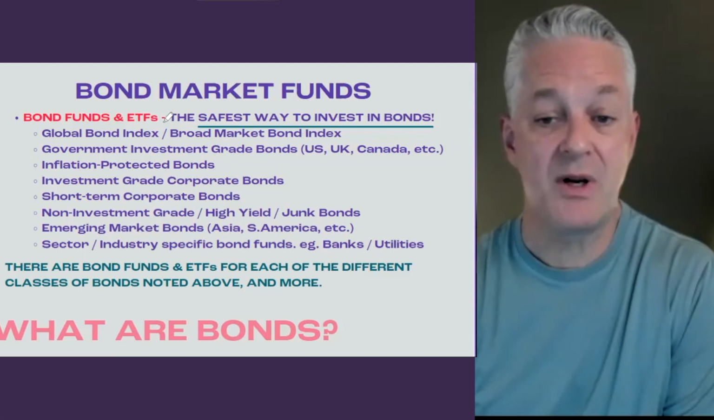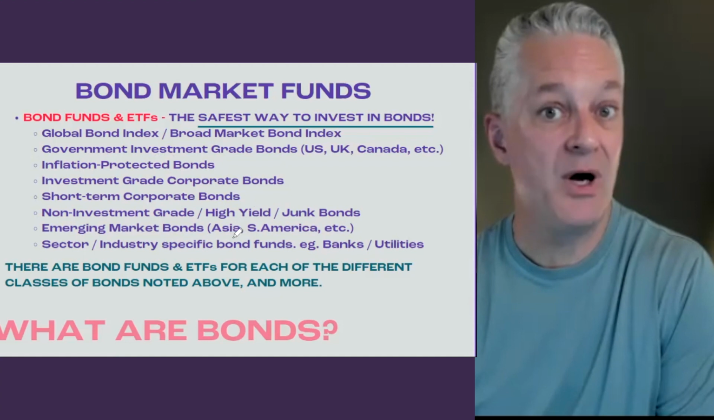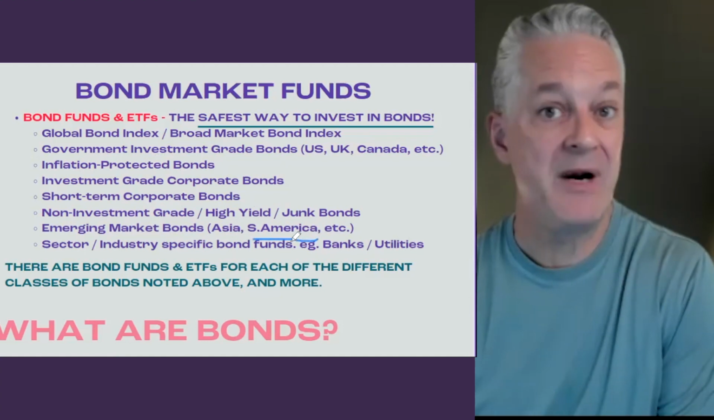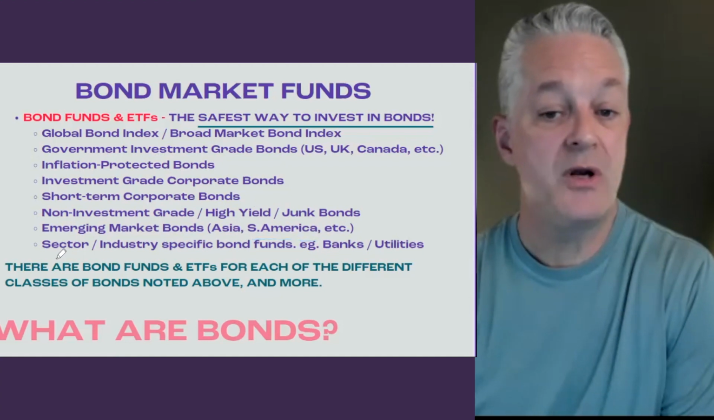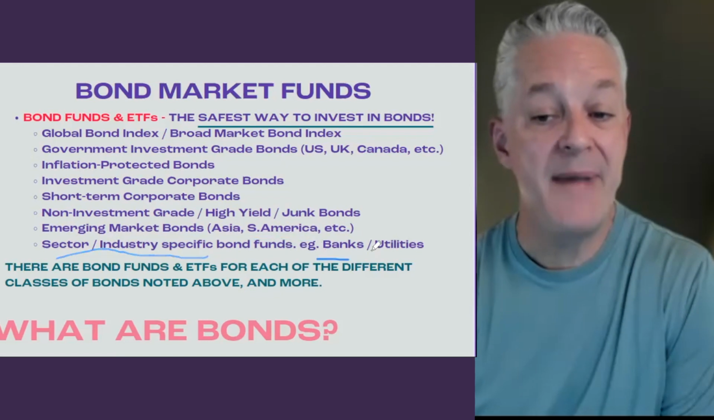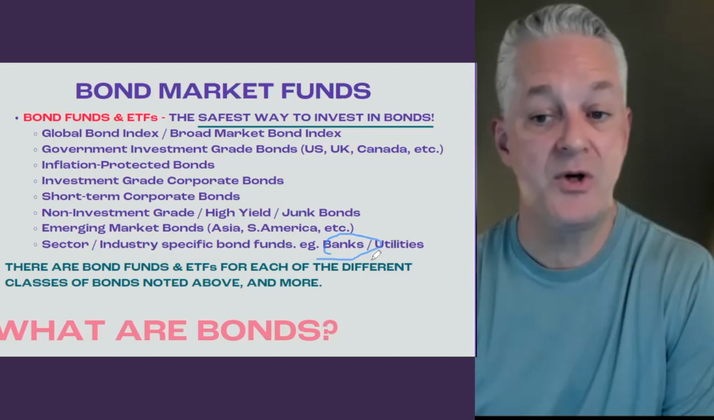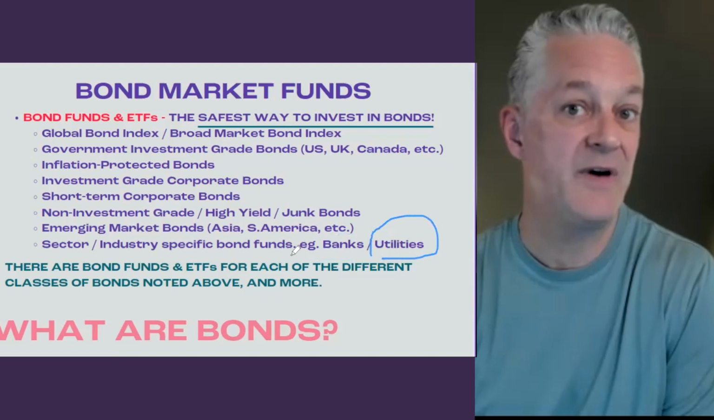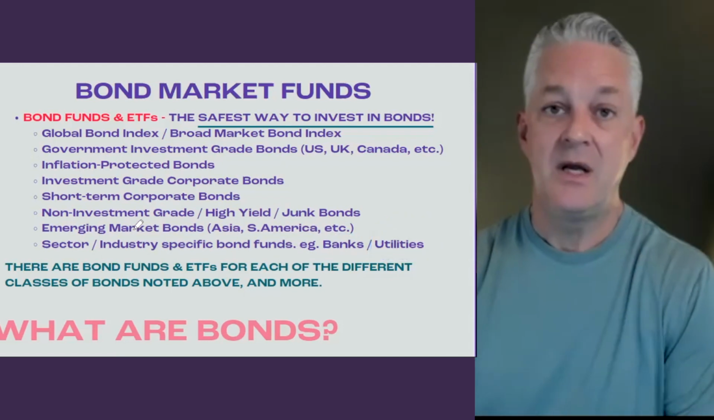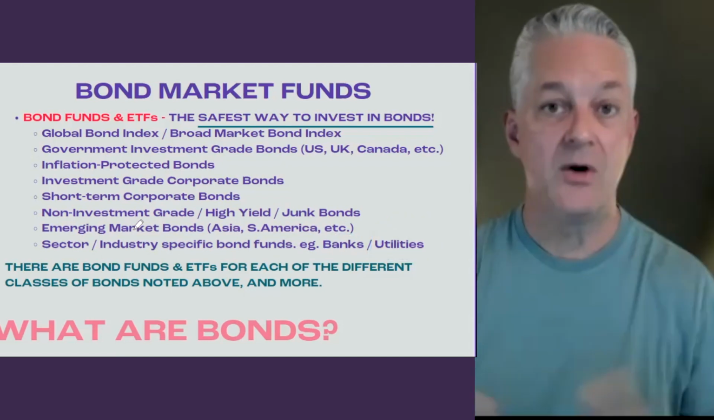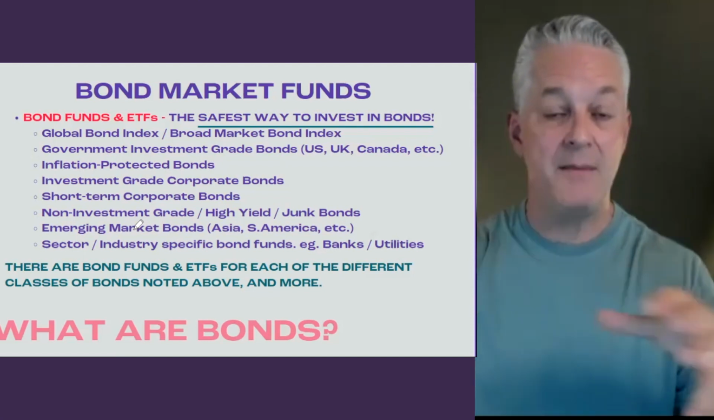Then you have emerging market. So you could buy Asian bond funds. You could buy South American bond funds, or you could go by sector. You could go into a banking bond fund. You could go into a utility company bond fund. Okay, there's lots, and so you can be holistic. You can diversify amongst the funds.